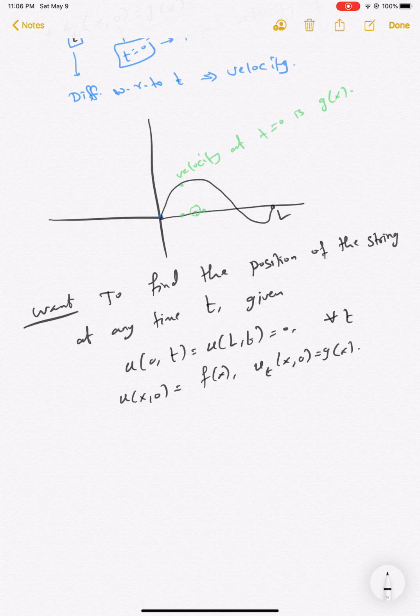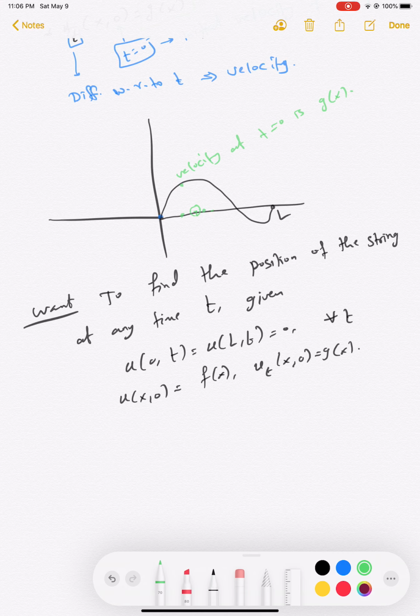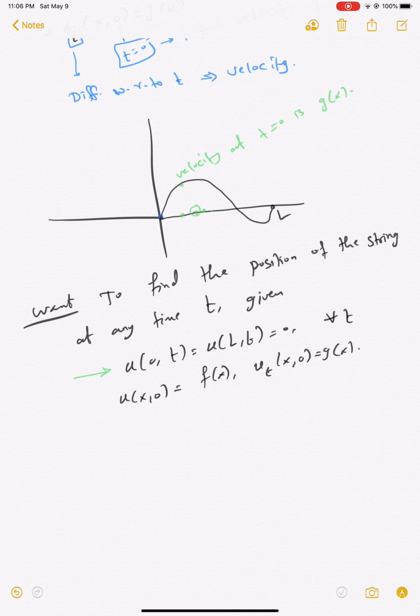So we are given only, okay, this is very important to understand. You are only given that the string is nailed at the endpoints. You are only given the initial position and the initial velocity. From these four things, only from these four things, you need to determine the position of the string at any time t. So if I give you the initial position, then you're asked to find the position after 10 units of time, 100 units of time, and so on.